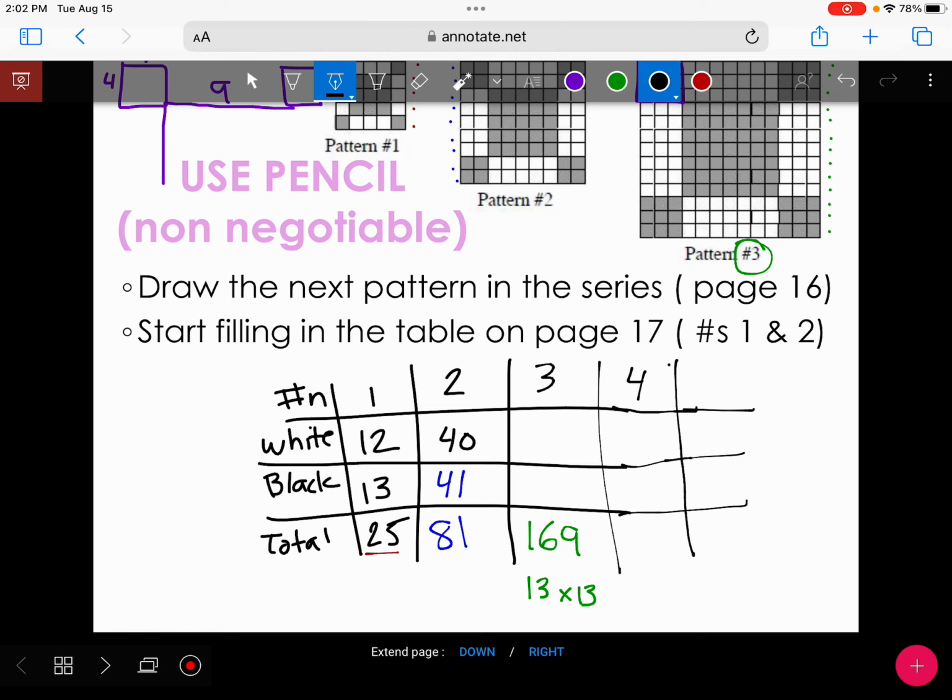So how many white tiles are there going to be? 84. How many black tiles are there going to be? 85. You can take that total and divide it in half to figure out what our values are going to be. So the pattern that we drew, how many total tiles were there? This one was 5 squared. This one was 9 squared.